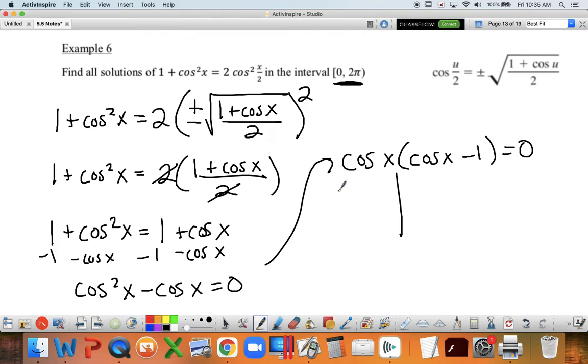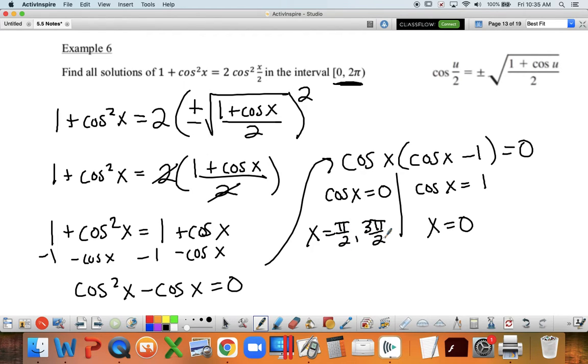I set each of my factors equal to 0. And now I just have to figure out between 0 and 2 pi, what are my solutions? Well, cosine of x is equal to 1 at x equals 0. Cosine of x is equal to 0 at x equals pi over 2 and 3 pi over 2. Final answer there.